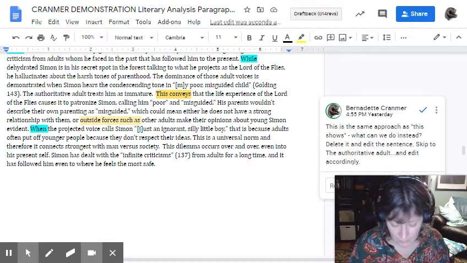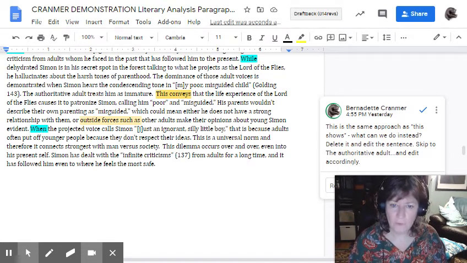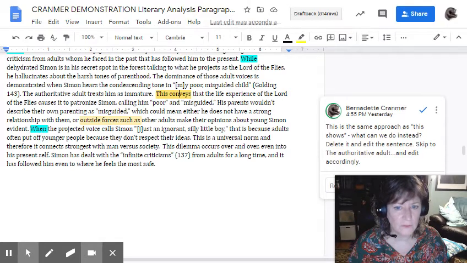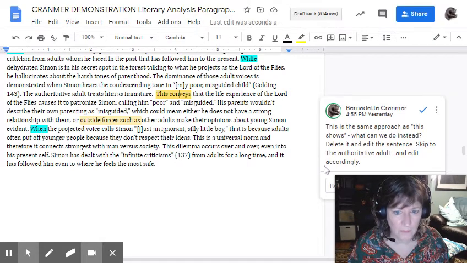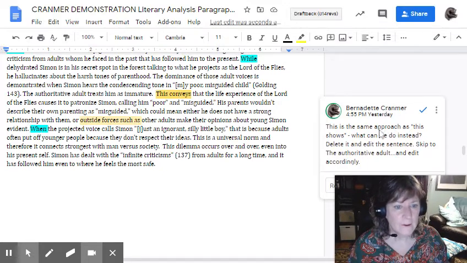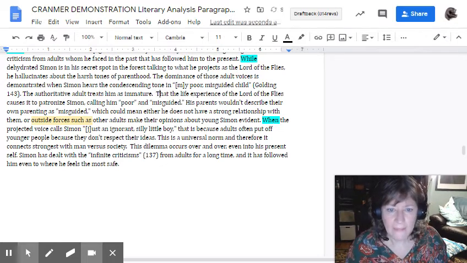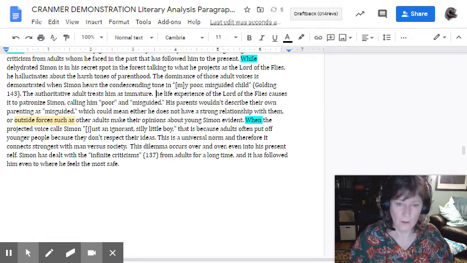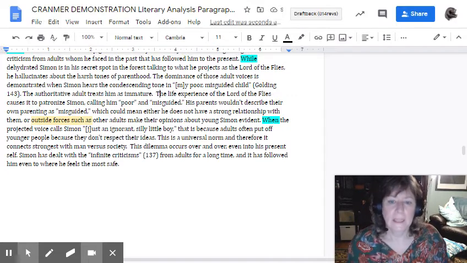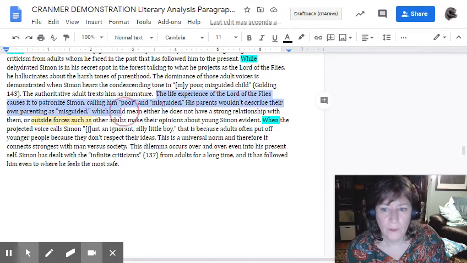Okay? Next sentence. Same problem we just had a minute ago. We started the last sentence with "this shows." "This conveys" is the same thing. We do not need that crutch. We don't need to start the sentence with "this shows" or "this conveys" in order to be able to give our analysis. So what can we do instead? Well, let's delete it, and then we'll edit accordingly. So if we get rid of this, now we have "that the life experience of the Lord of the Flies causes it to patronize Simon." Well, that doesn't make sense. We don't need that word "that." All right. Now we've got a sentence that makes sense. The life experience of the Lord of the Flies causes it to patronize Simon, calling him poor and misguided.